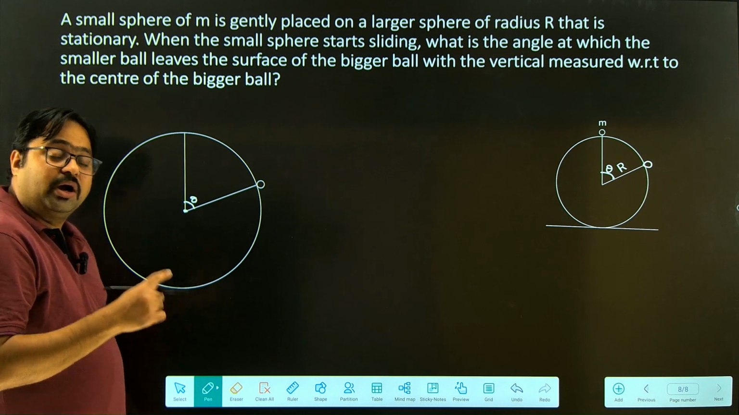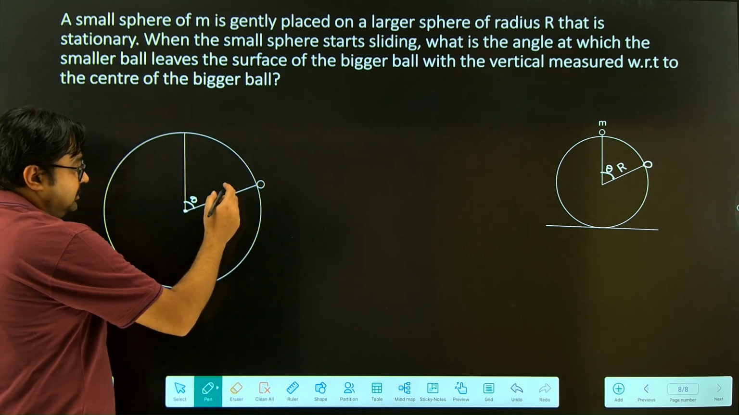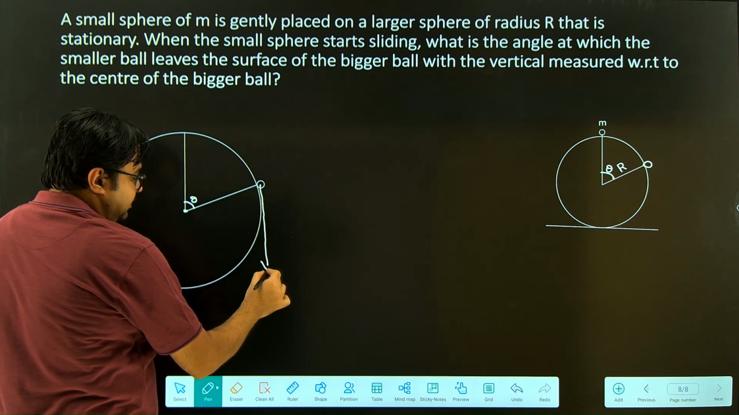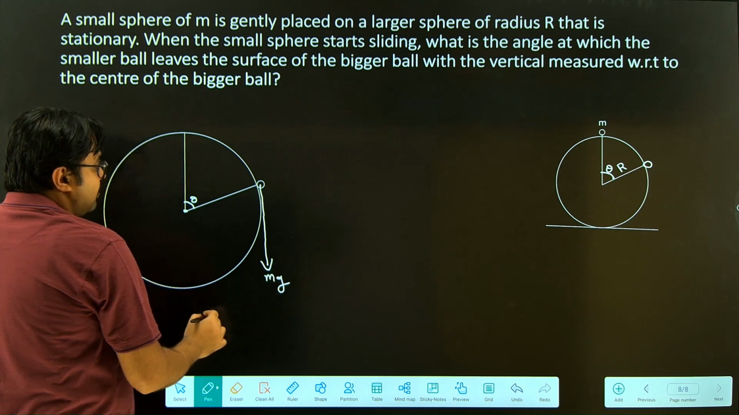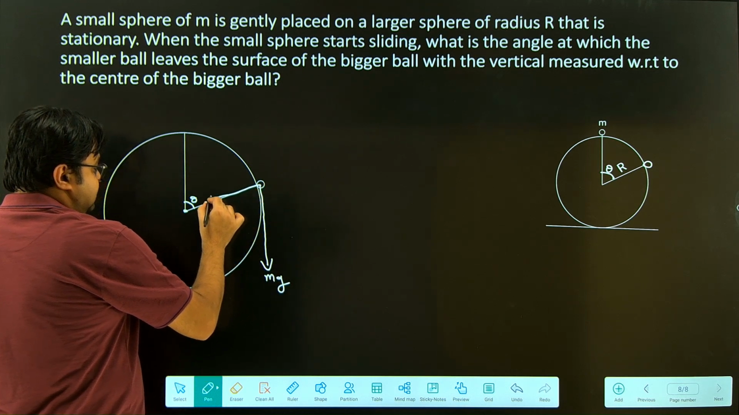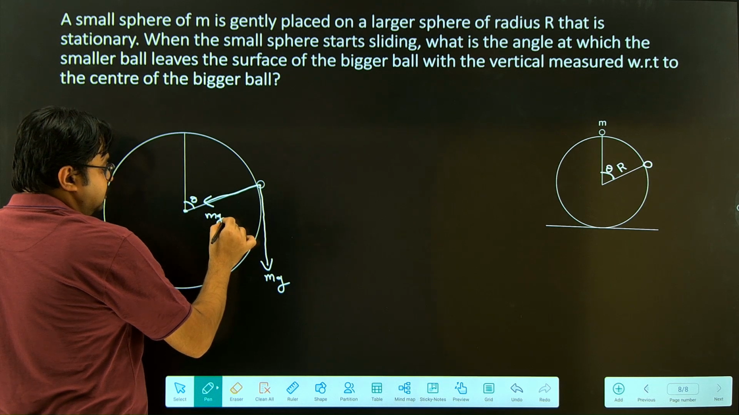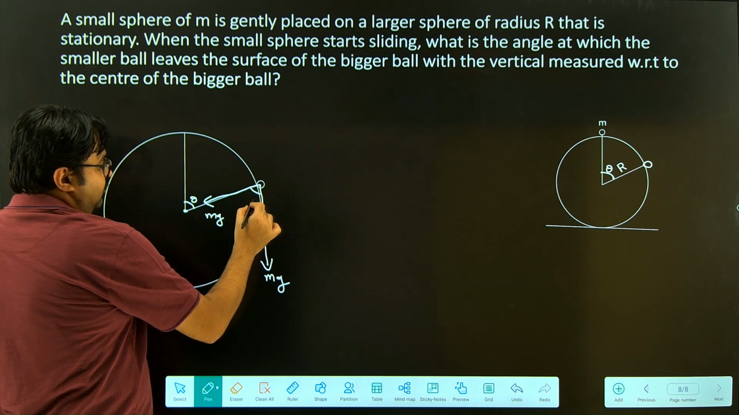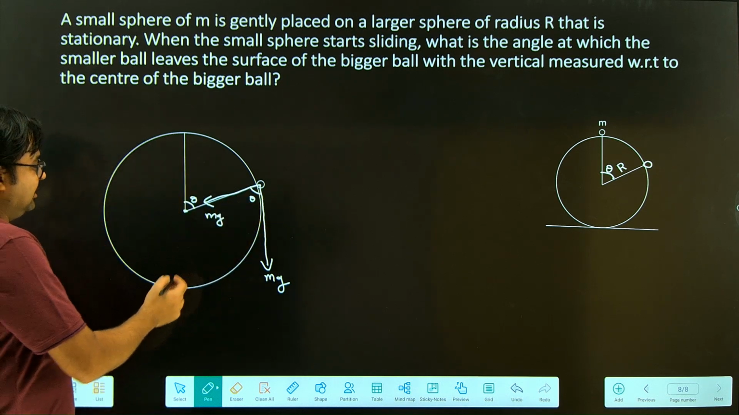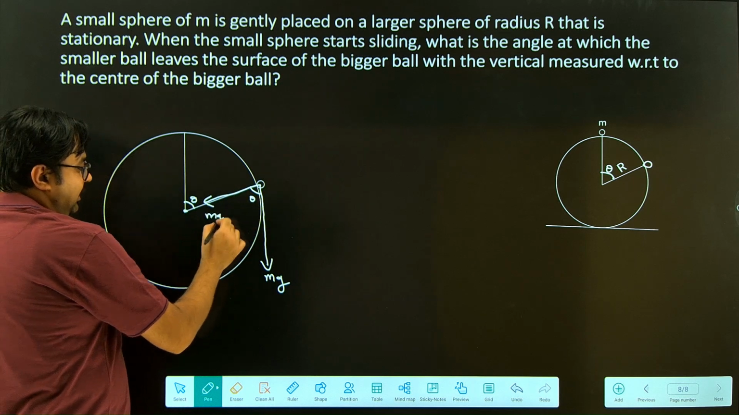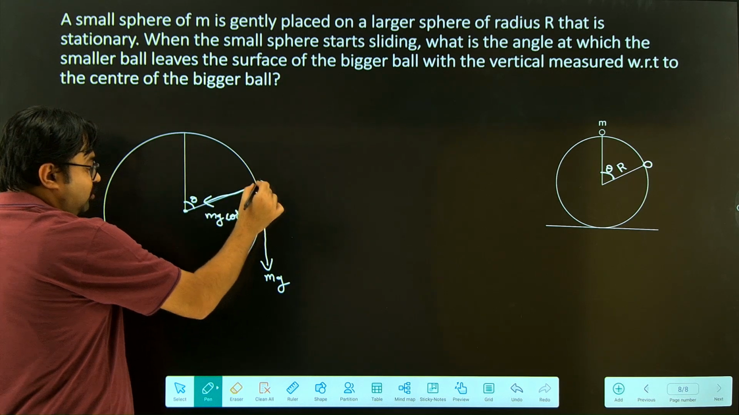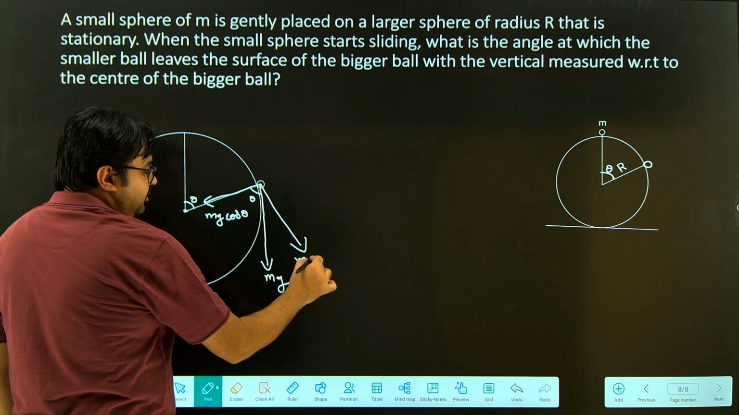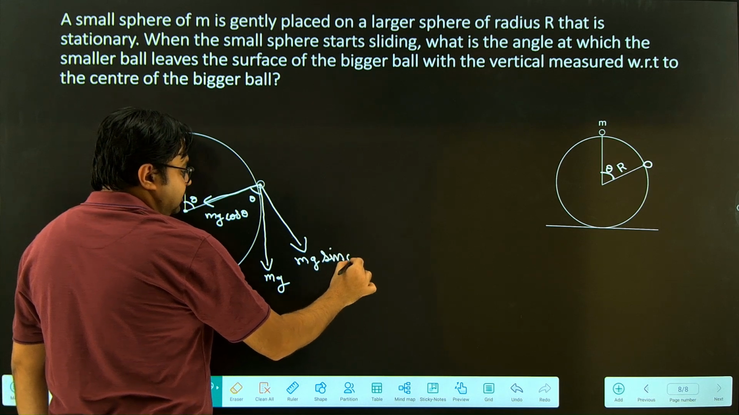Now let's find out what forces are acting on this tiny marble. One force that can be directly identified is the weight, that's m into g. The weight has a component mg cos theta to this side, because if that is theta, then this also is theta. For obvious reasons, they are alternate interior angles. So mg cos theta is the force that acts towards the center of the circle, and tangential to the circle there is this component of weight, mg sin theta, that acts.